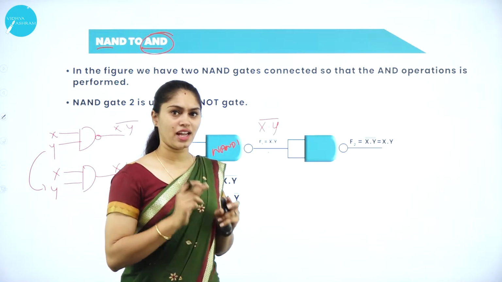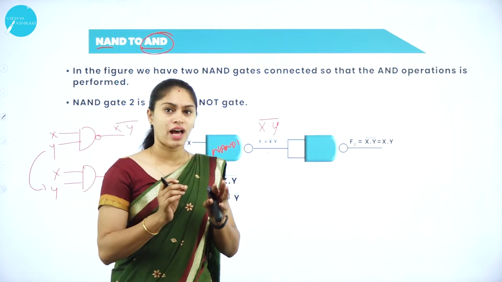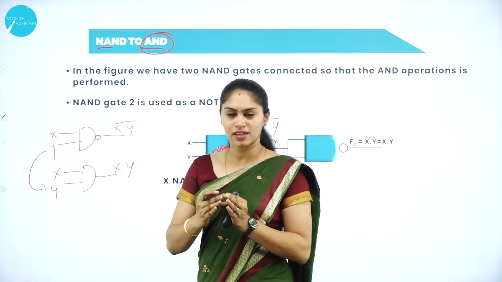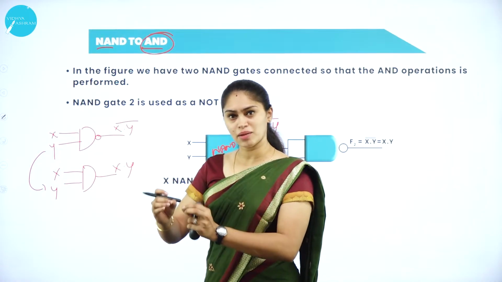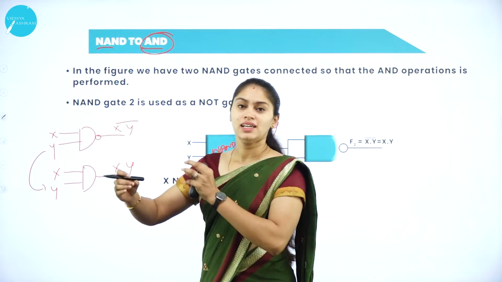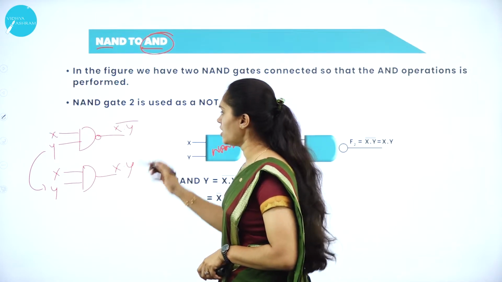So here I am taking two NAND gates in order to get an AND gate. Understand one thing: when I complement an AND gate, I get a NAND gate. Again, I complement that NAND gate, and at last it gives me the AND gate. So that is what you have to understand.